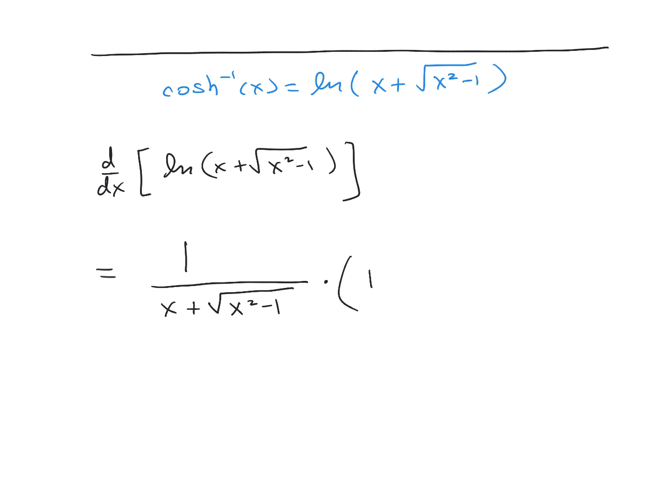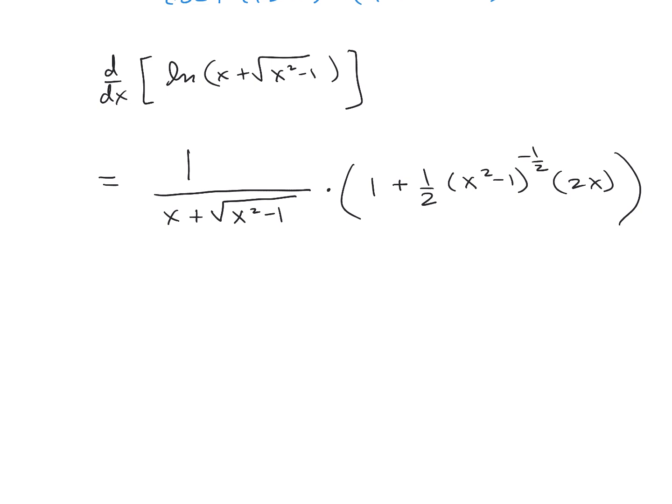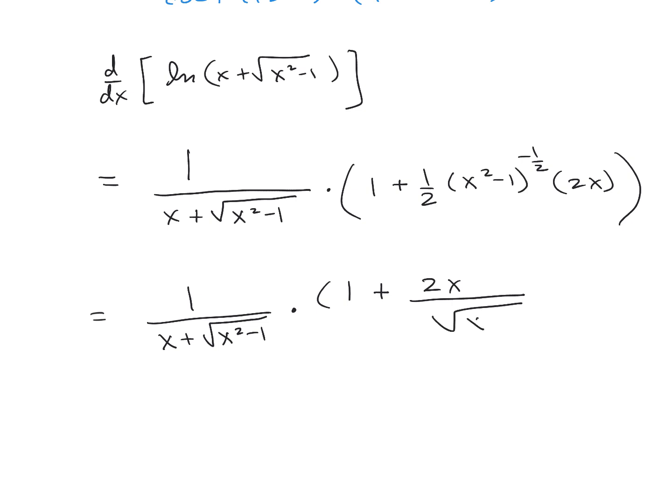Then by the chain rule, it's times the derivative of what's inside. Derivative of x is 1, and then the derivative of the square root is going to be 1/2 times the x squared minus 1 to the negative 1/2 times a 2x by the chain rule. So if we simplify this down, we're going to have 1 over x plus the square root of x squared minus 1 multiplied with the quantity 1 plus, and when we simplify this down, we're going to have a 2x over top of the square root of x squared minus 1, and of course there's a 2 there from the half.